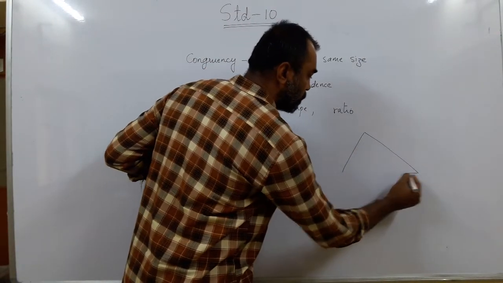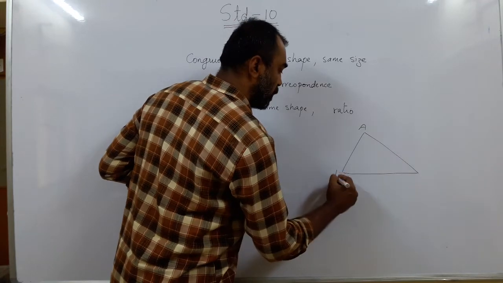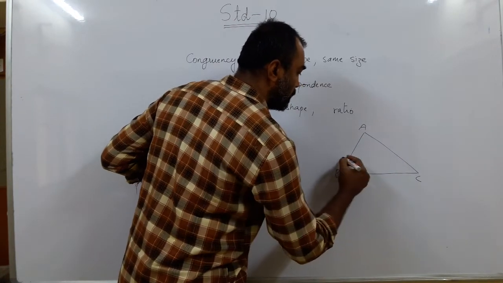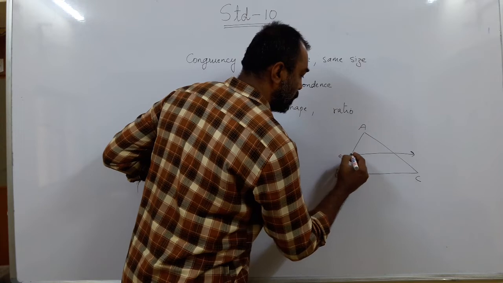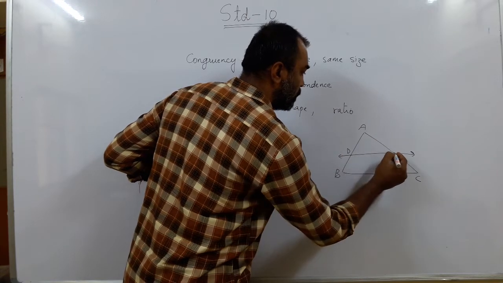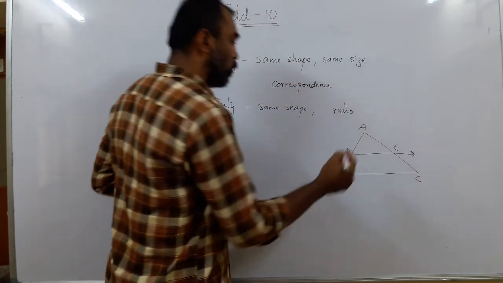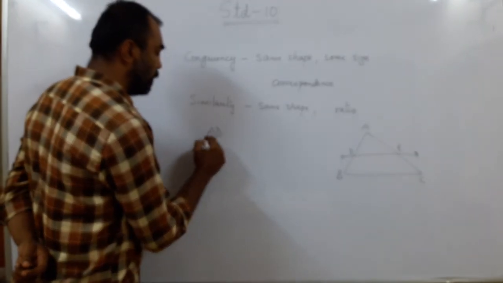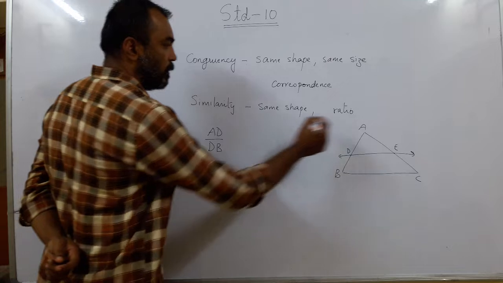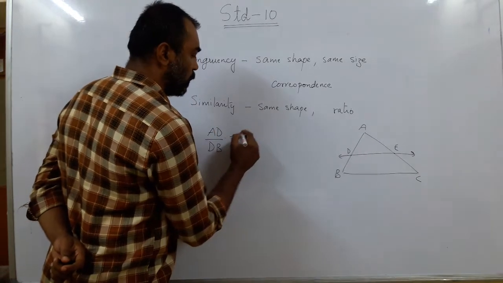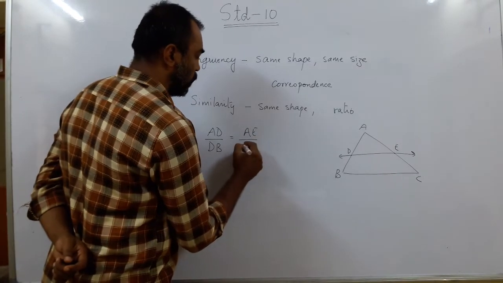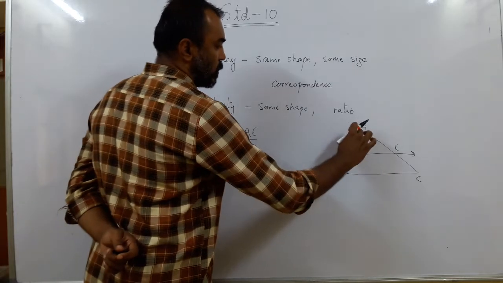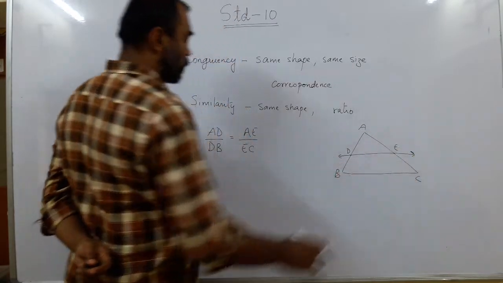We'll revise. Triangle ABC, with a line which cuts at D and E, parallel to BC. So, we have got three results. The first is the theorem result: AD upon DB equals AE upon EC. This was part upon part equal to corresponding part upon part.